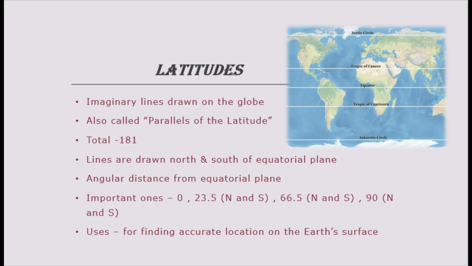They are 90 on the northern side, 90 on the southern side, and 1 equator. As they are drawn parallel to each other, they are also called parallels of latitude. Some of the most important latitudes are the equator represented by 0 degrees, Tropic of Cancer represented by 23.5 degrees north, Arctic Circle represented by 66.5 degrees north, Tropic of Capricorn represented by 23.5 degrees south, Antarctic Circle represented by 66.5 degrees south, and 90 degrees north and south, which represent the North Pole and South Pole respectively.